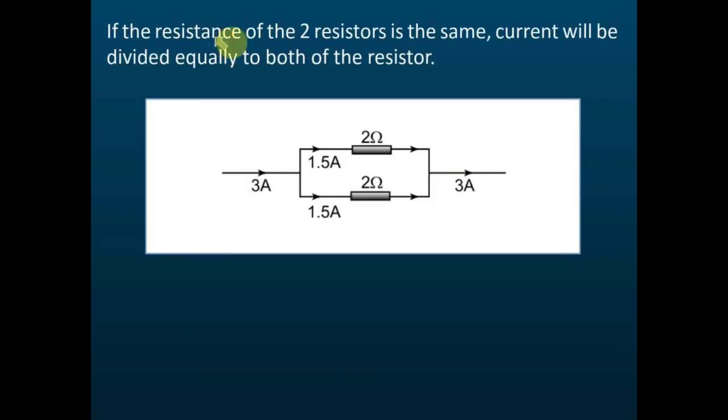One more thing. If the resistance of the two resistors is the same, 2 ohm, 2 ohm, then the current will split equally. Just now we said higher resistance, lower current, right? But if the resistances are the same, then the current will split equally. 3 ampere, 1.5 go up, 1.5 go down. Okay, 3 divided by 2, you get 1.5. But after that, when they're joined back together at this point, it will become 3 ampere again.